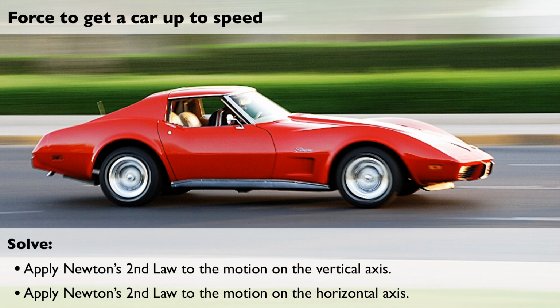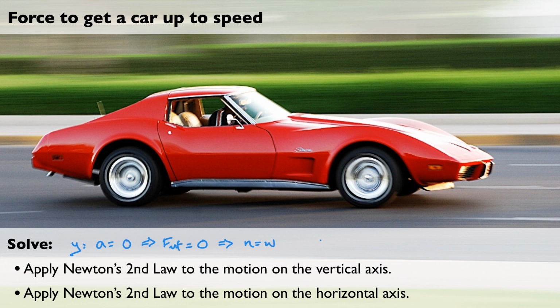Now let's start our solution by doing Newton's law on the two axes. On the vertical axis, we can just say there is no acceleration vertically. That would be a flying car, and we don't have those yet. No matter what scientists and society have promised us, the acceleration is equal to 0. That tells me that the net force is equal to 0. If that's true, I can say the normal force is equal to the weight force.